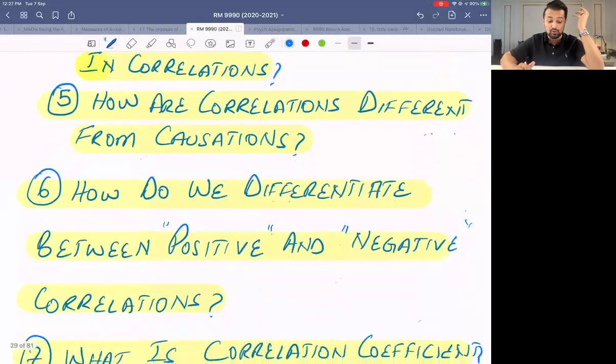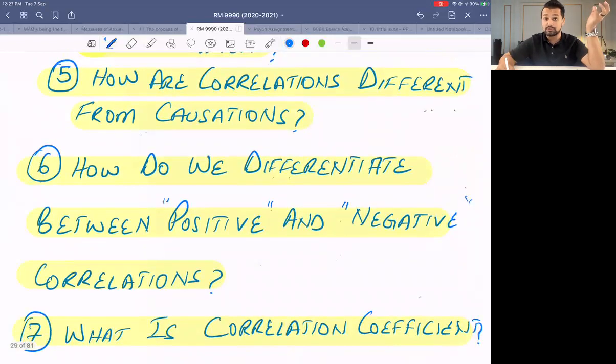The fifth question over here, how are correlations different from causations? When you talk about correlations, like I said, you're trying to figure out the relationship between two variables. Causation comes from the word cause, a causal effect, a cause and effect relationship.